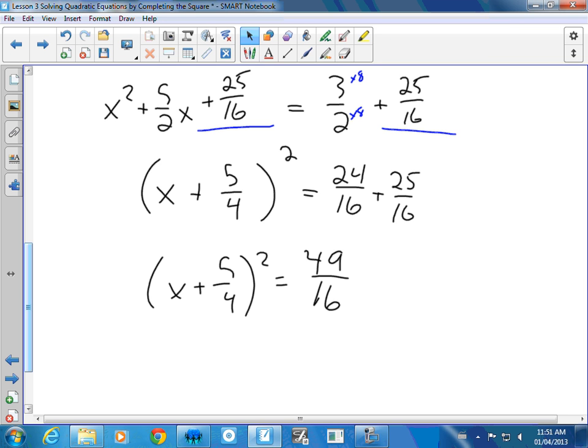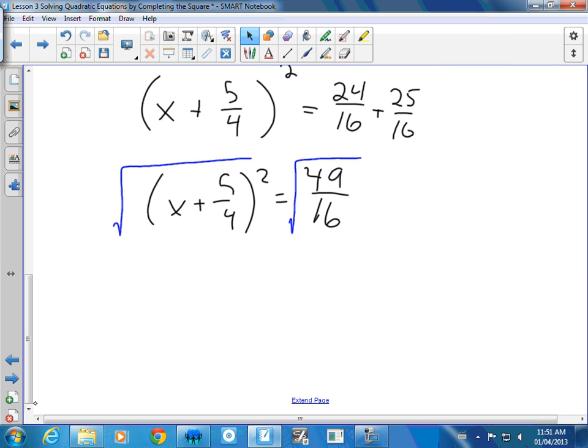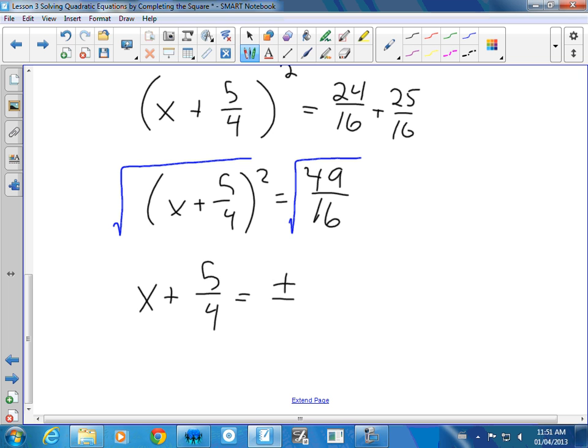Okay, now what do we do? Take the square root of one side or both sides? Both sides. Oh boy, it's a lot of work, isn't it? Did you get lost in this work? Super easy. You'll see in a sec. Okay, equals, now careful here. Square root of 49 over 16 is plus or minus square root of 49, 7 over 4. Well, that's actually easy.